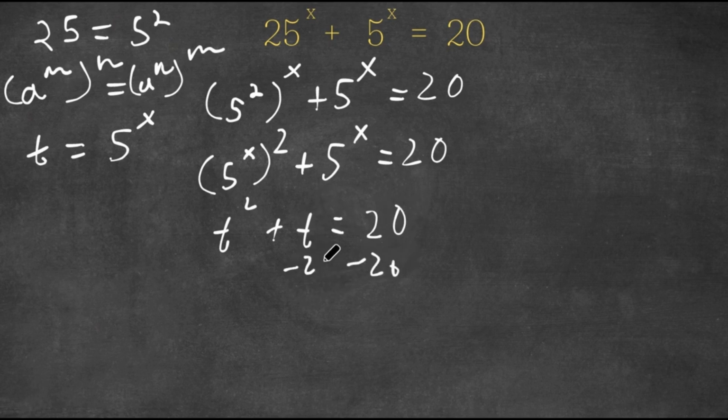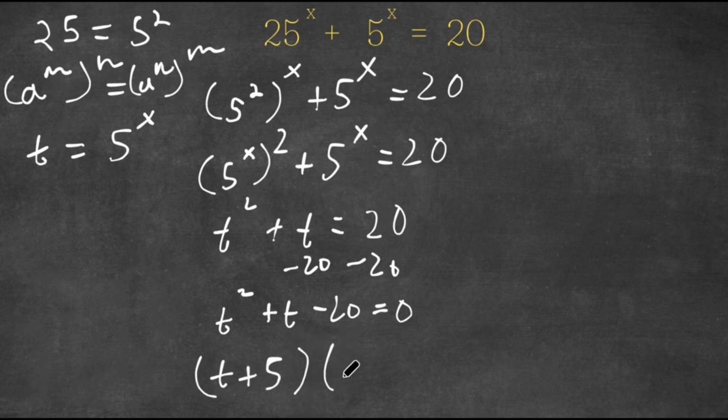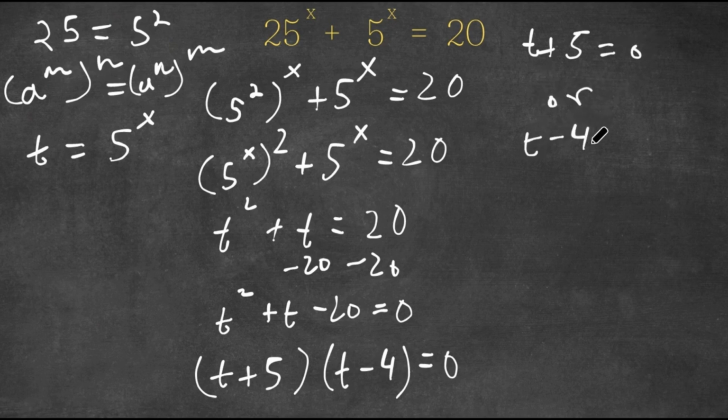Now I'm going to subtract 20 on both sides. So now I get t squared plus t minus 20 is equal to 0. Now this is a simple quadratic equation, and this will be factored into t plus 5 times t minus 4. And this gives me two equations. I have t plus 5 is equal to 0, and I have t minus 4 is equal to 0. For t plus 5, this means that t is equal to negative 5. And for t minus 4, this means that t is equal to positive 4.